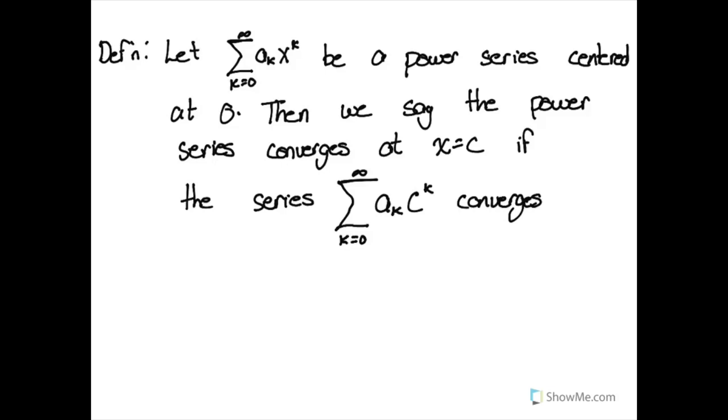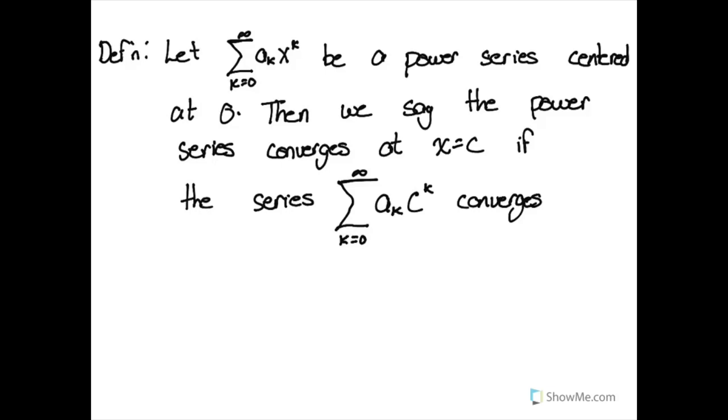Right. So we're fixing x equals c, and then we reduce the power series into just a regular series, because now a_k c to the k is just a constant for each k, so we can think of a_k times c to the power of k as just a sequence, and then this becomes a series. And now if the series converges based on the definition we've been working with so far, then we say that the power series converges at x equals c.